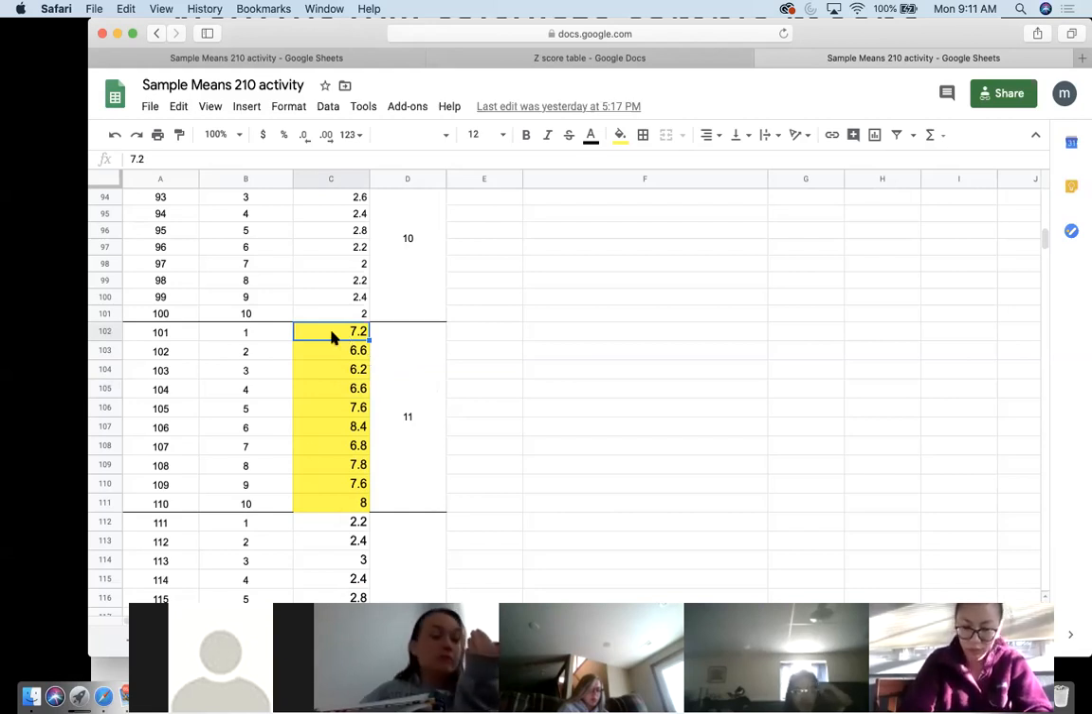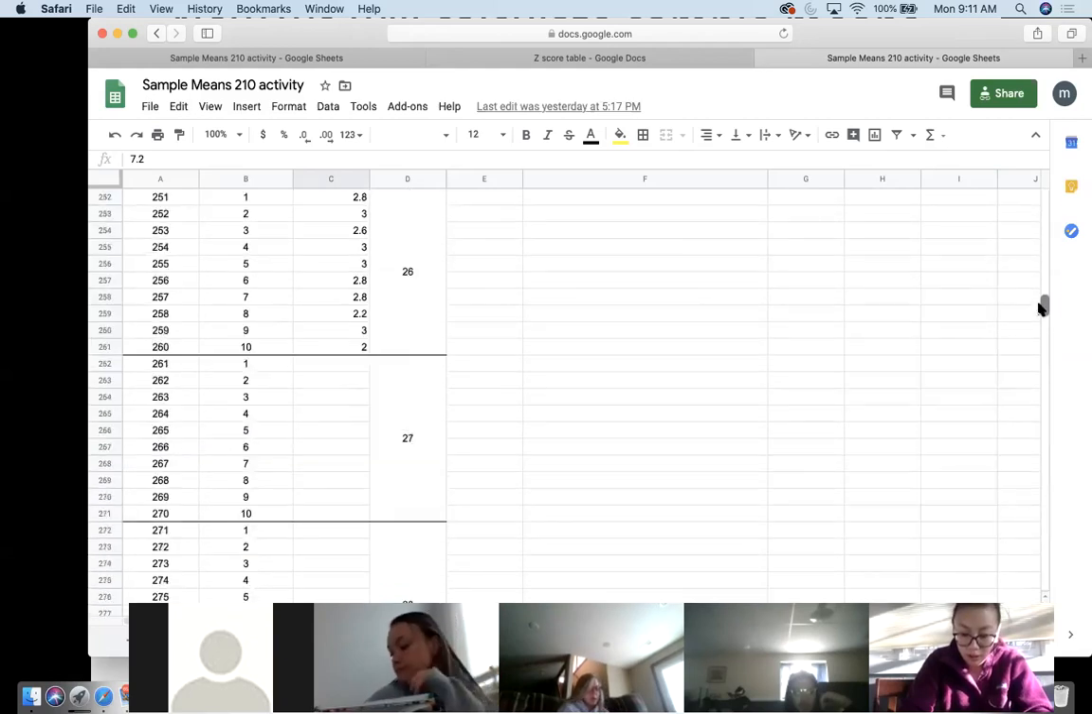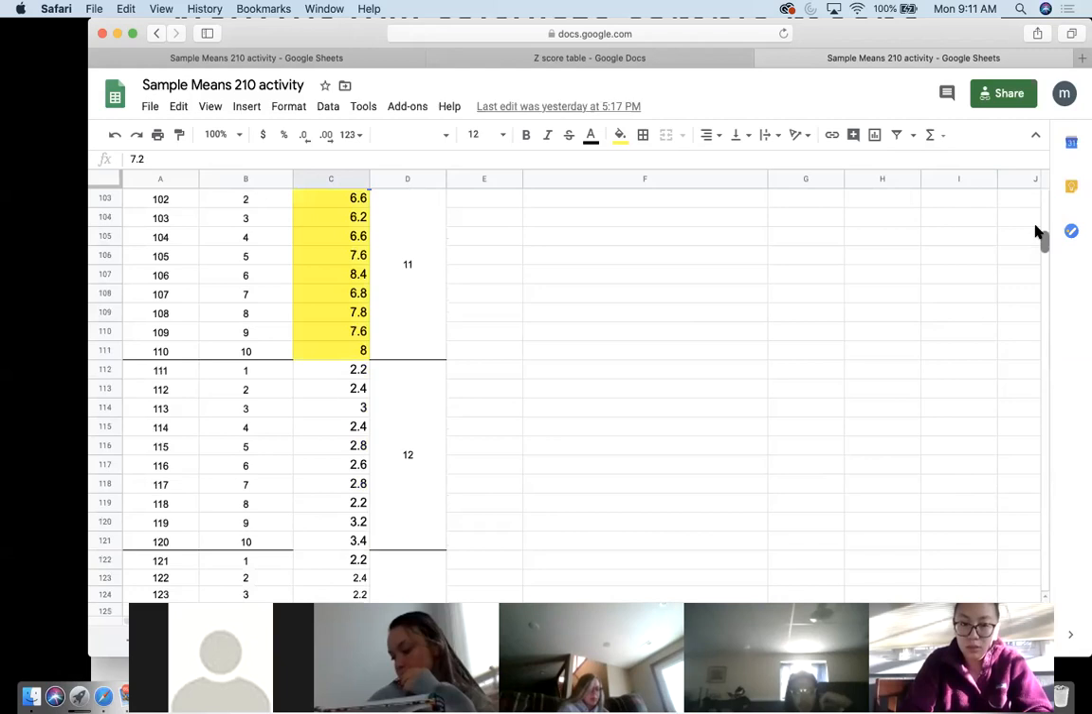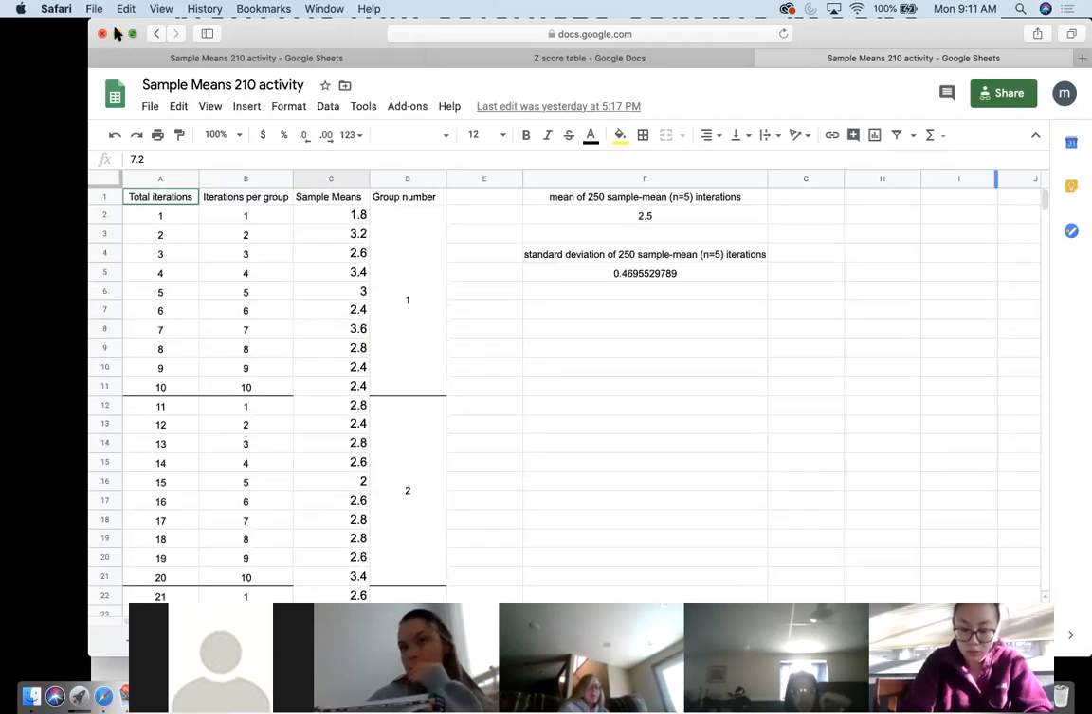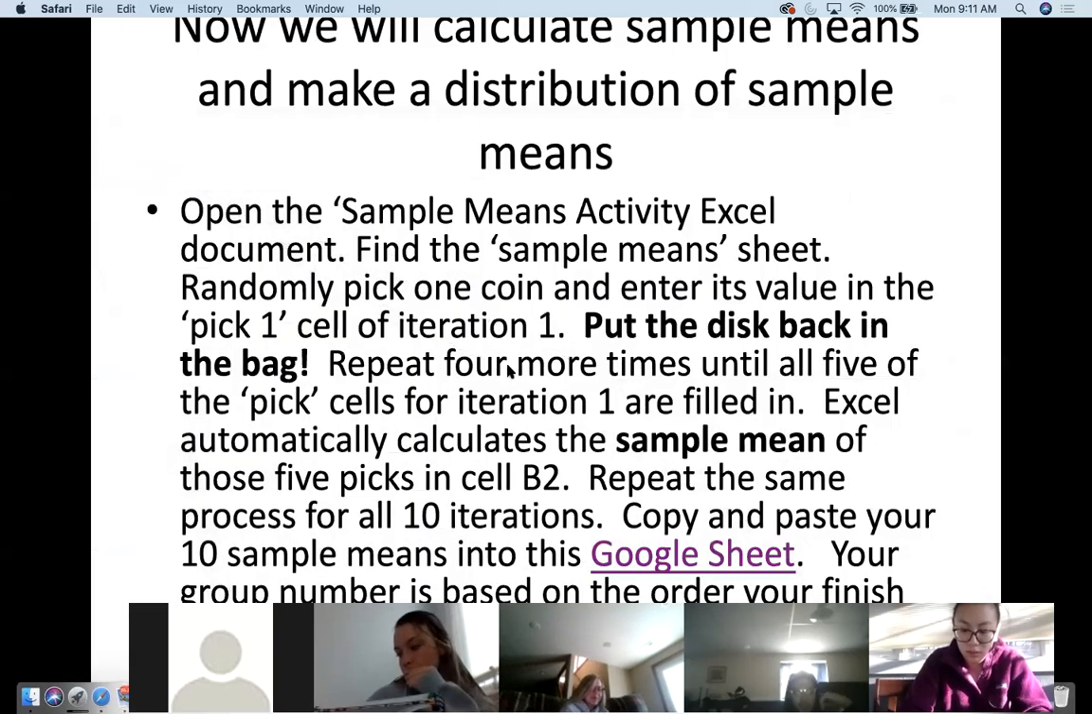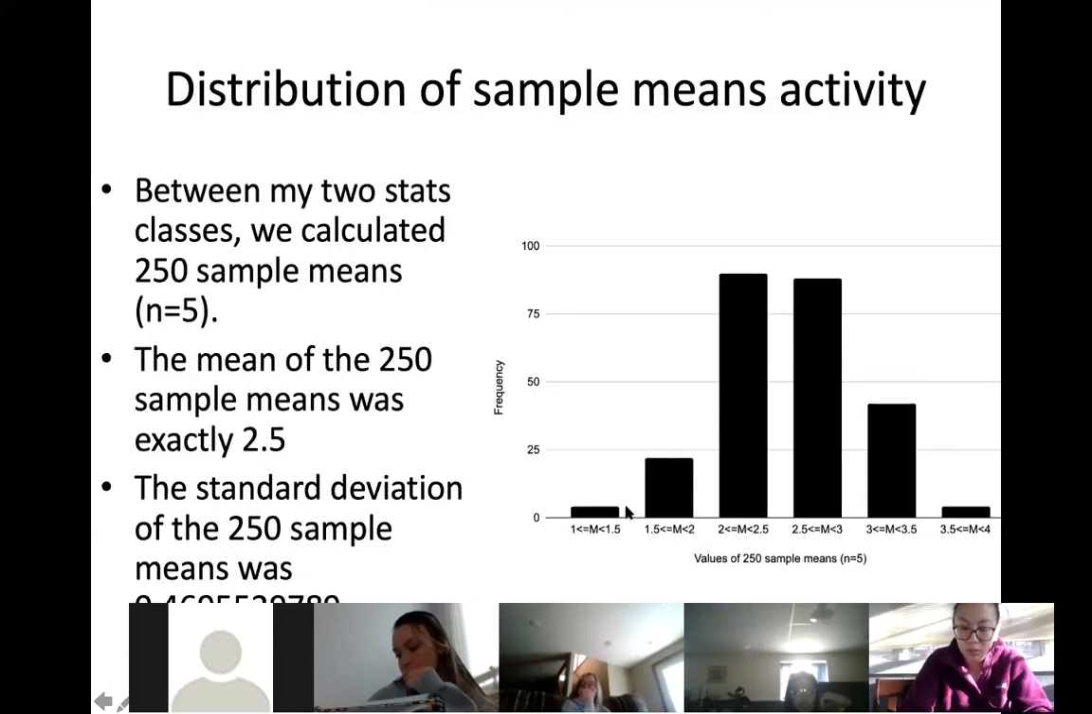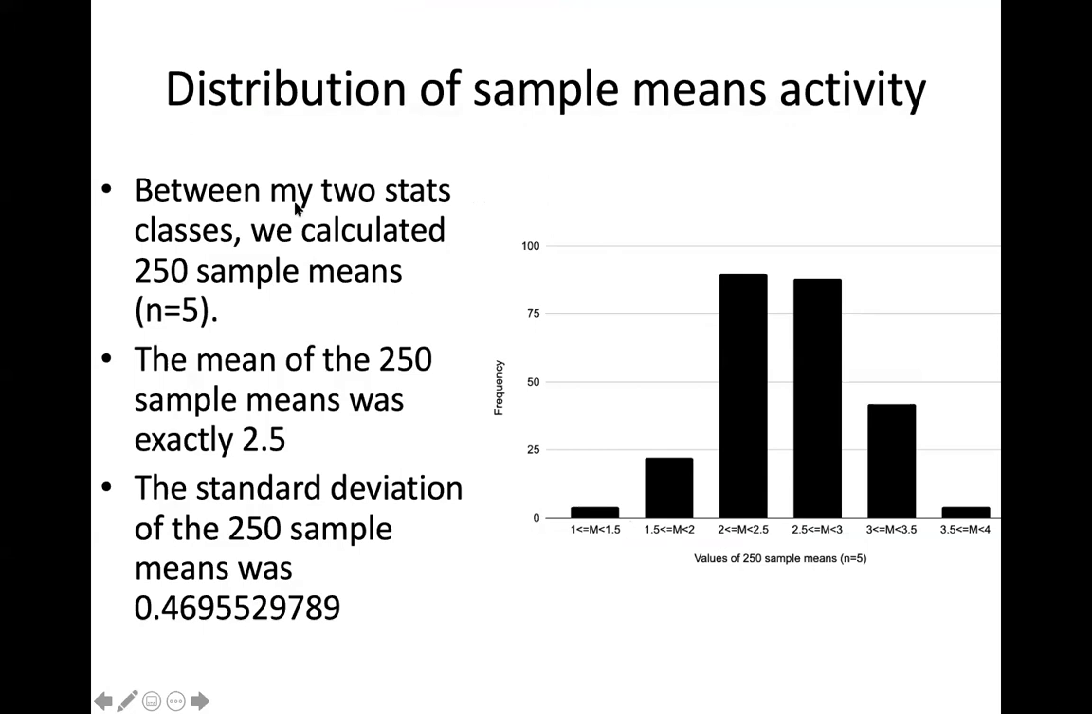And so unfortunately for the activity today, I had to exclude these ones in yellow, but everyone else's I did include. All of the data are shown here, but I have a summary of the data, which is right here. Okay, so here's the summary of the data.